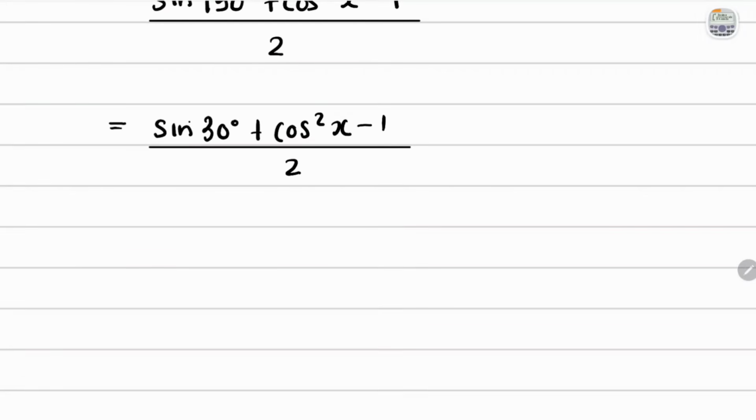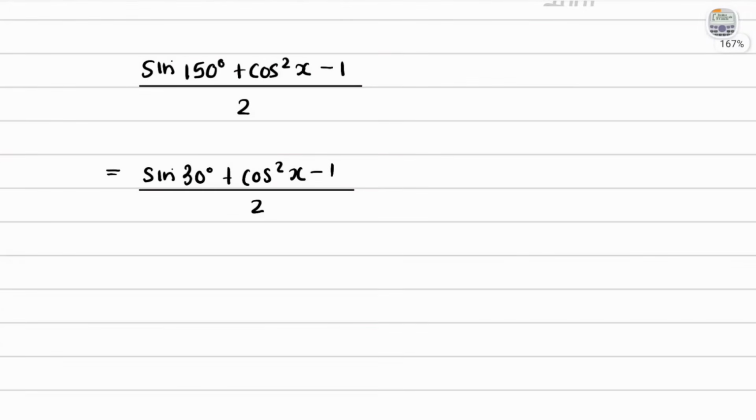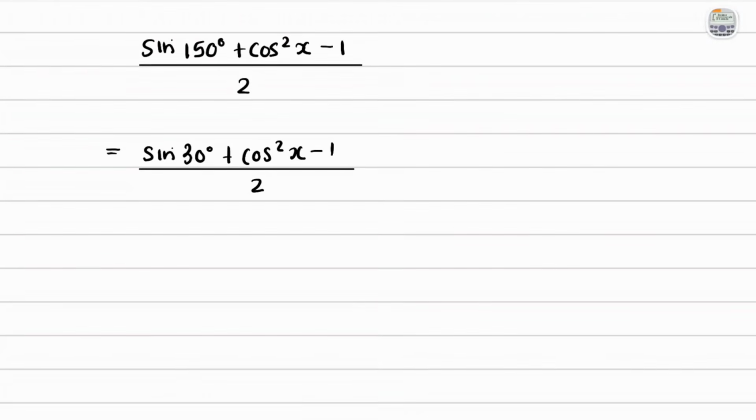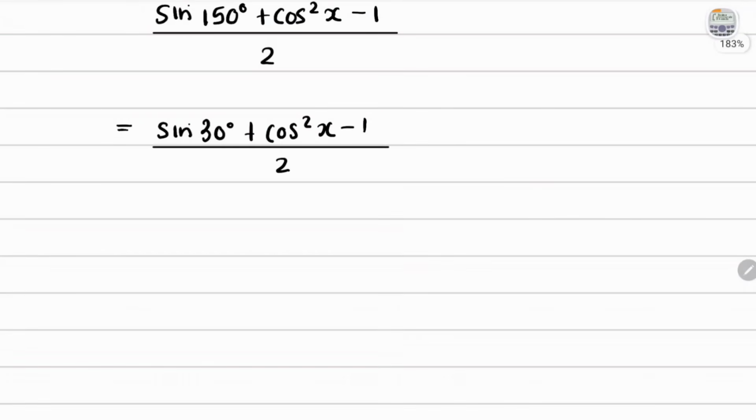Okay, what else can we simplify further? Well, the thing is, you have to try and include cos 2x. So the only thing with the variable right now is this. But I see this 1 as a distraction. So you see that we have cos squared x minus 1. Which identity does that remind you of?